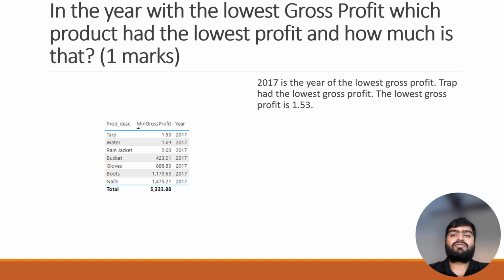Trap had the lowest gross profit. The lowest gross profit is 1.53, visualized in the table below. This table has three columns: products, mean gross profit, as well as year. The products are trap, water, rain jacket, bucket, gloves, boots as well as nails. 1.53, 1.69, 2.0, 423.01, 888.83, 1179.63 as well as 1475.21 are the mean gross profit respectively.